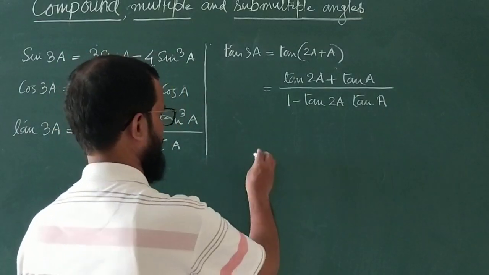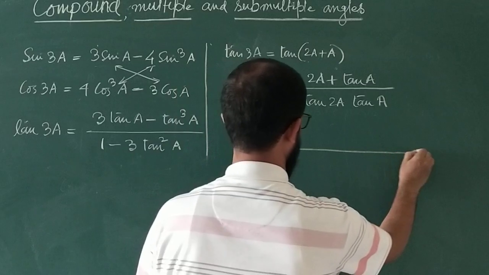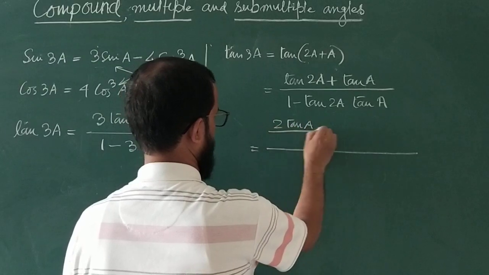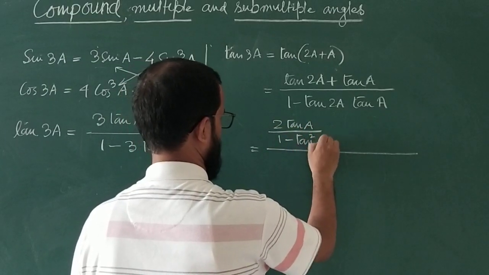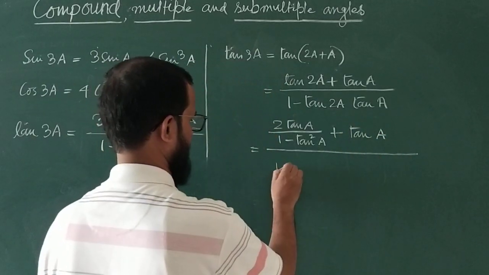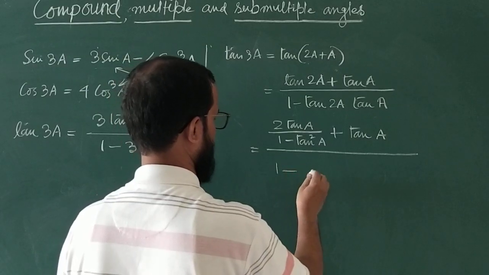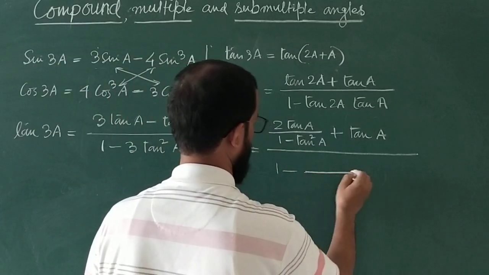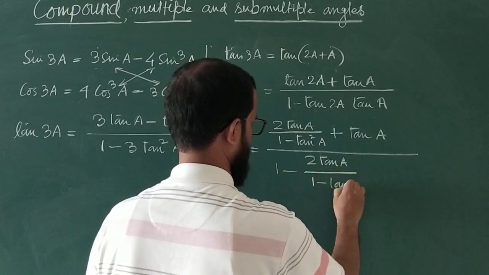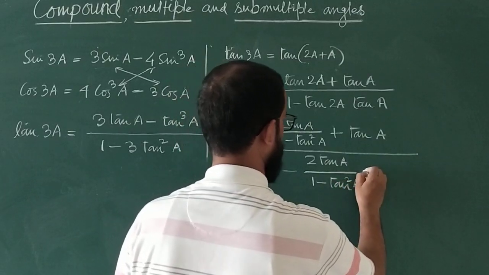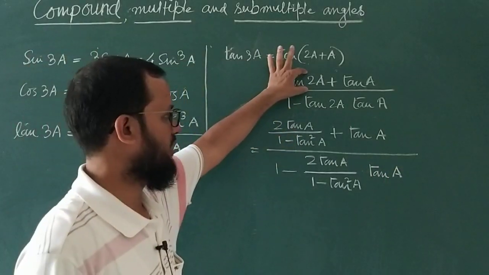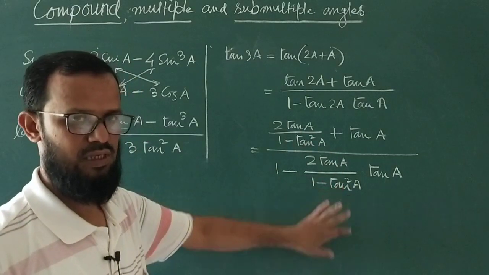Now again use the formula tan twice a. Tan twice a equal to what? 2 tan a divided by 1 minus tan square a, plus tan a divided by 1 minus 2 tan a divided by 1 minus tan square a into tan a. I hope I am replacing the value of tan twice a. Tan twice a का formula use किया है, समझ में आ रहा है.